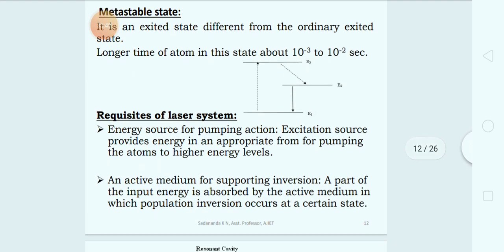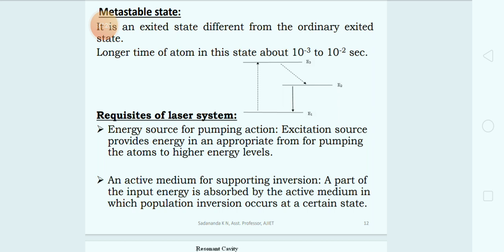Alright, metastable state. Now, consider three energy levels, say E1, E2 and E3 of a quantum system, which are such that E3 is greater than E2, and E2 is greater than E1. Let E2 be a metastable state and the atom be excited from E1 to E3 by the supply of the appropriate energy from the external source.